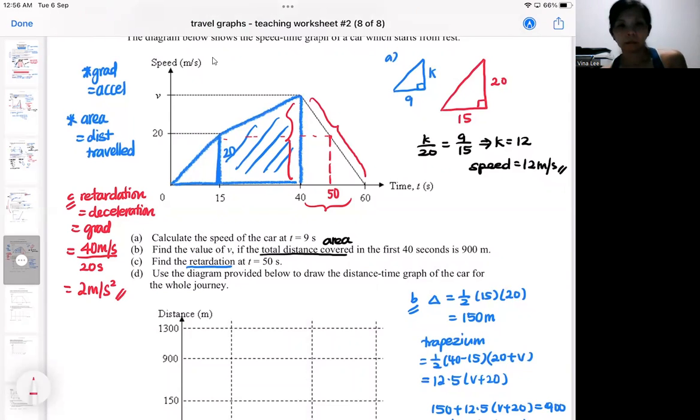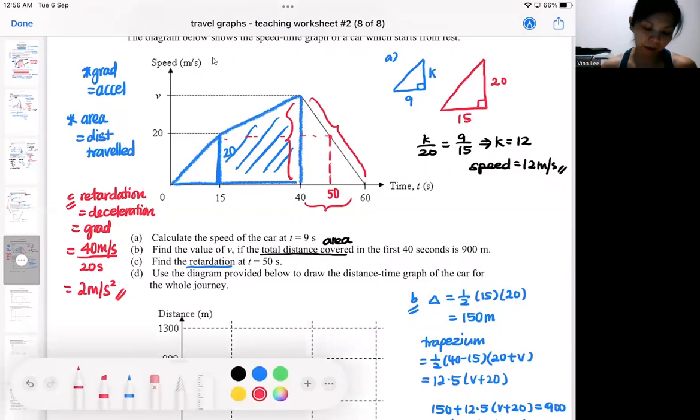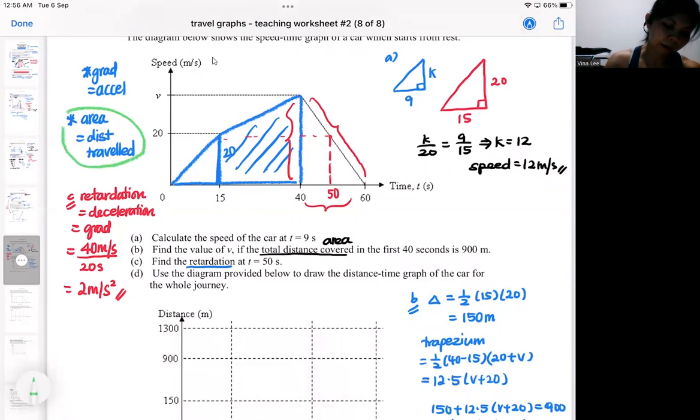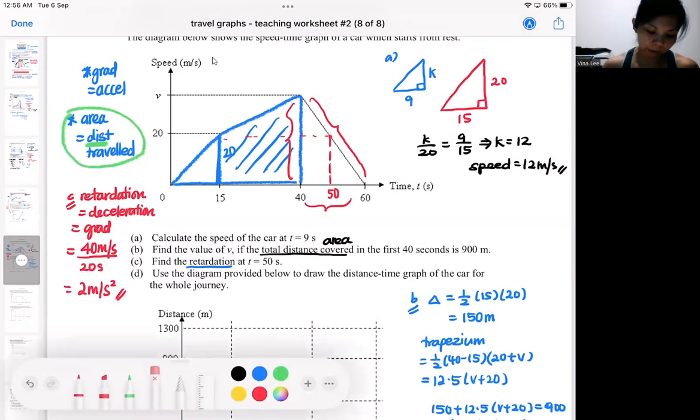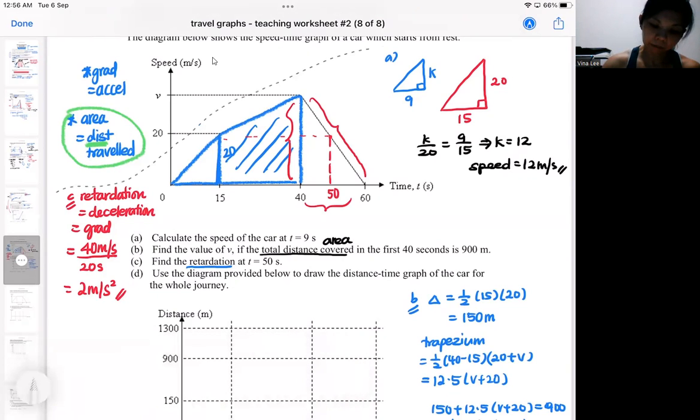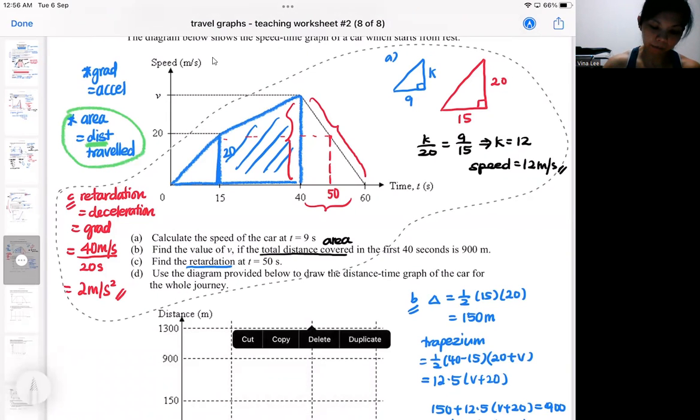Okay, so at the end of it, we are going to do the conversion. So which feature I'm going to use to convert? Okay, because I need to convert to a distance time, I'm using area to convert. The area is the distance. Okay, so I'm going to erase everything else. I'm going to erase everything except the distance part.